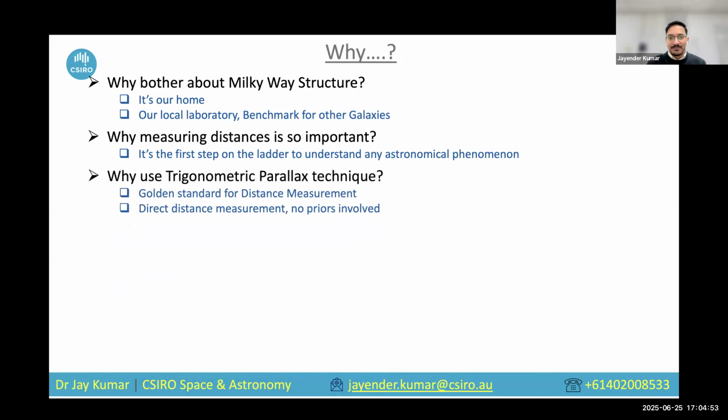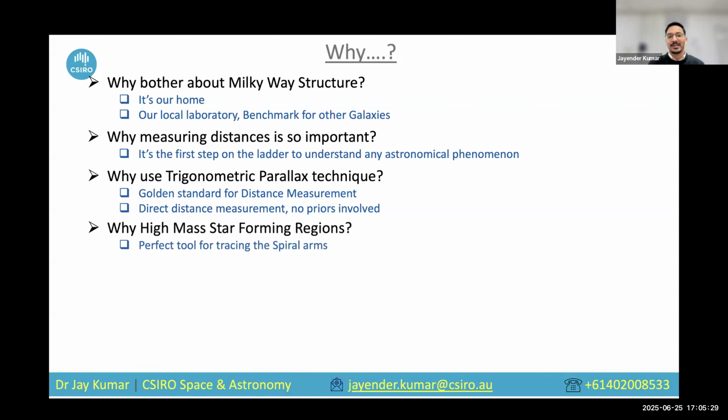Why use the trigonometric parallax technique to measure distances? It's the gold standard of distance measurements. It does not include any priors. It's a direct measurement. You just point the telescopes, use basic simple trigonometry, and you get your distances out. There's no need for any prior information at all. Any other distance measurements, whether standard candles or kinematic distances, have their priors involved in them. That's why the trigonometric parallax technique becomes so important while measuring distances.